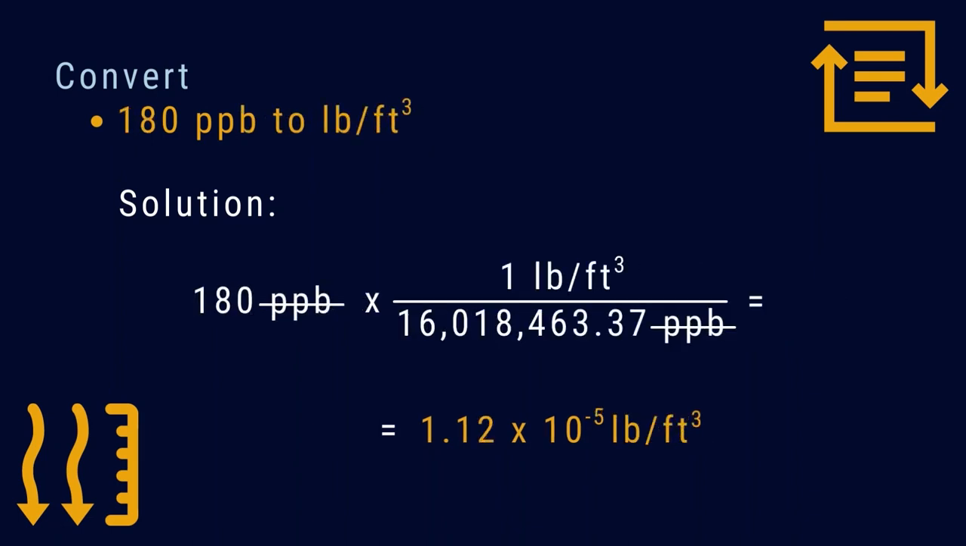And our last example is to convert 180 ppb to pounds per cubic foot. The solution is to multiply 180 by 1 pound per cubic foot over 16,018,463.37 ppb. The unit of ppb will be cancelled, so we get the unit of pounds per cubic foot. Multiply 180 by 1, then divide by 16,018,463.37 to get the answer of 1.12 times 10 raised to the negative 5 pounds per cubic foot.